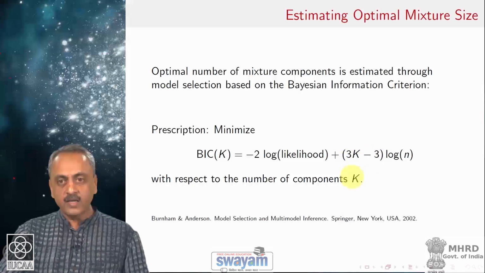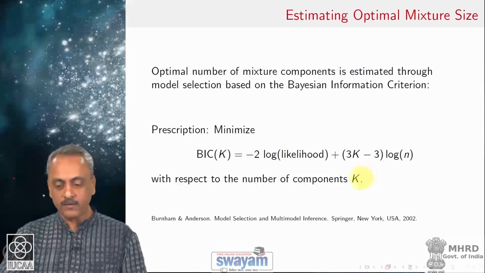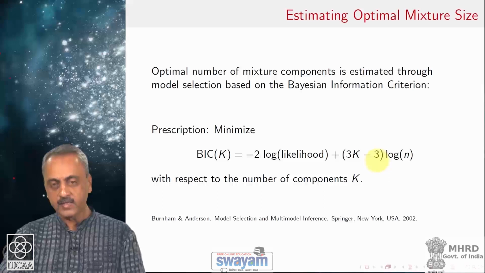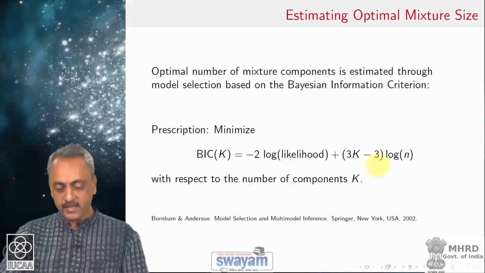One of the weight parameters is not independent because all these weights pi have to add up to 1. So, because of that one constraint you have a minus 1 here, this is a mistake here. So, this BIC has this form.